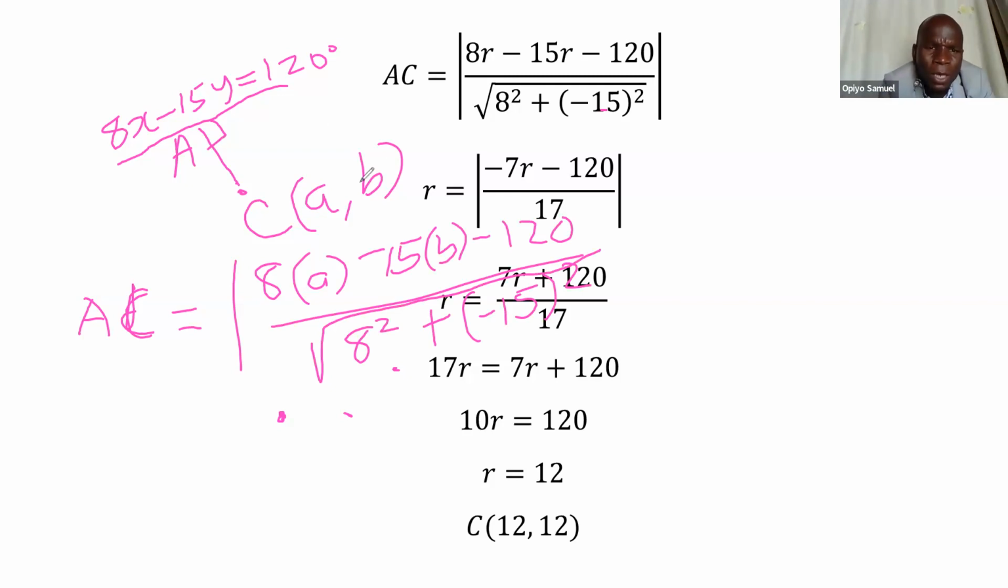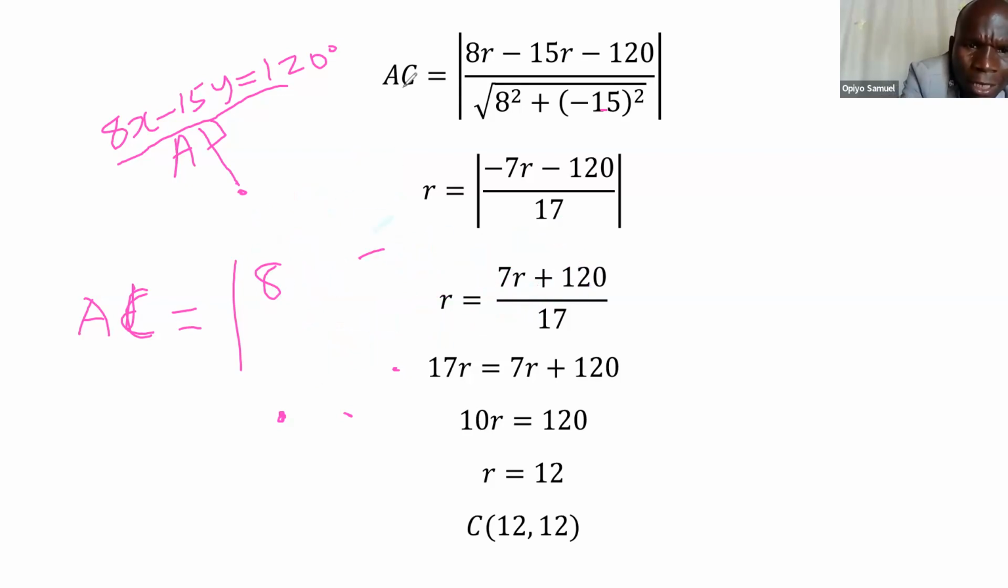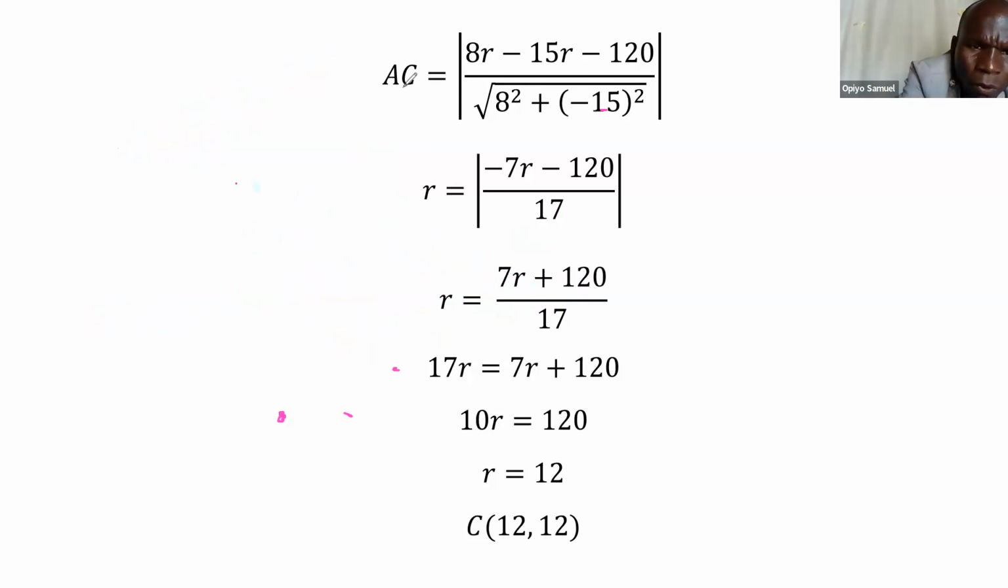So this is how we obtain the distance between a point and a line. The distance between a point and a line is given like this. That's why we can see that in our work, the length AC is given by 8R minus 15R minus 120 over the square root of 8 squared plus negative 15 squared. So that's how we get this one here.